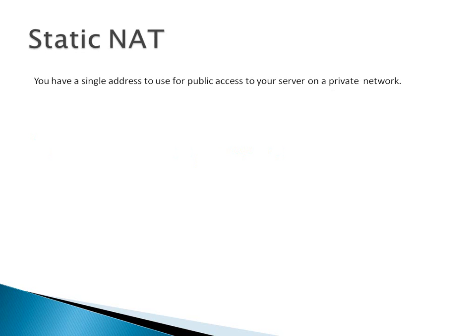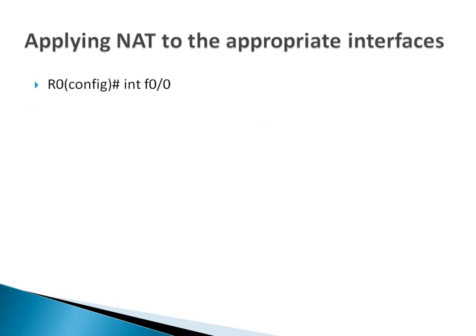Static NAT. You have a single address to use for public access to your server on a private network. This is the syntax: ip nat inside source static, IP address, IP address. This is your private address, and you're mapping it to a public address.